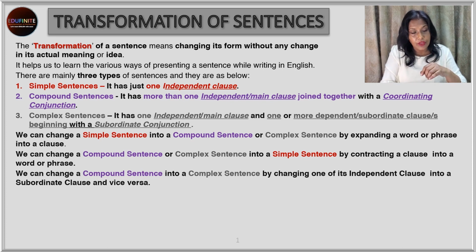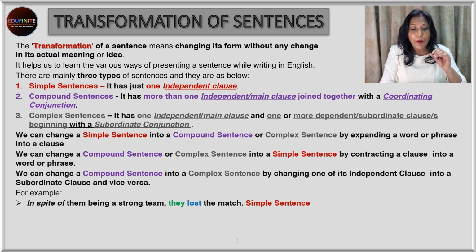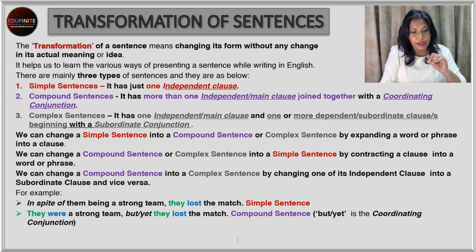Let's look into some of the examples. In spite of them being a strong team, they lost the match. So this is a simple sentence. So here, they lost the match. They is the subject and lost is the main action verb.